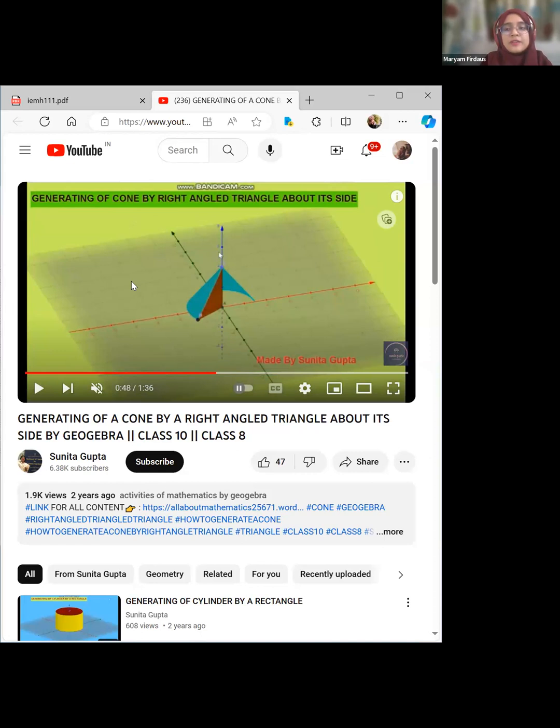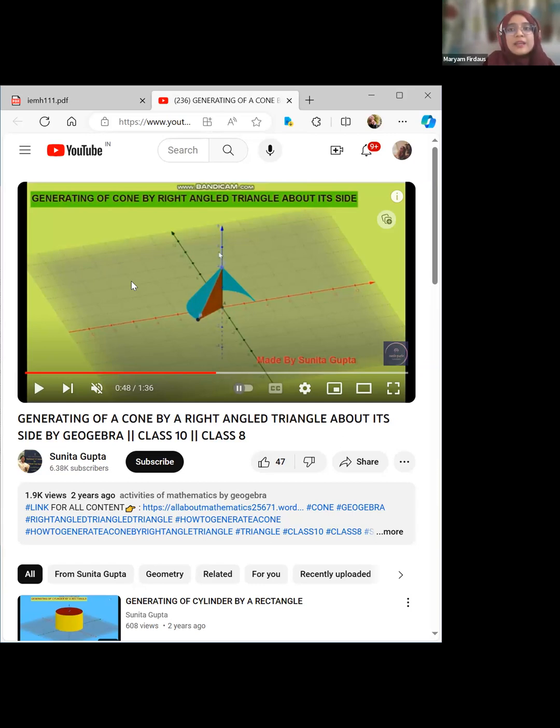Which part of the triangle is making the slant height of the cone? My question is, which part of the triangle has three sides, right? Hypotenuse and then the two bases. Hypotenuse, yes. The hypotenuse is forming the slant height of the cone.